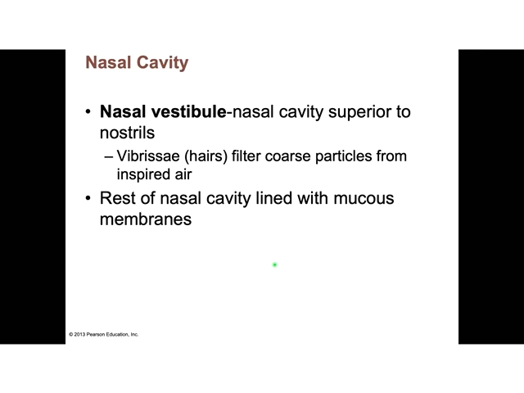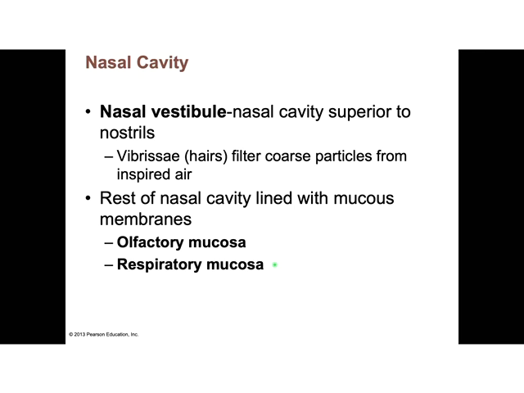There are hairs called vibrissae that act as filters. The rest of the nasal cavity is lined with either an olfactory or a respiratory mucosa. The olfactory mucosa is on the top of the nasal cavity. The respiratory mucosa is everywhere else. The respiratory mucosa's function is to warm and humidify the air and to produce mucus. The olfactory mucosa is to provide our sense of smell.